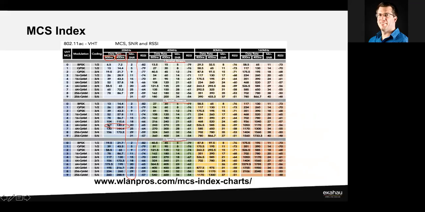So I'm not going to go into too much more detail about that. We'll come back to that in the demo later on, but definitely have a look at that URL there. Go to the Wireless LAN Pros site and download this chart. I can guarantee it'll be quite useful for you, especially when you're having conversations with the users about why rates might not be what they're seeing.